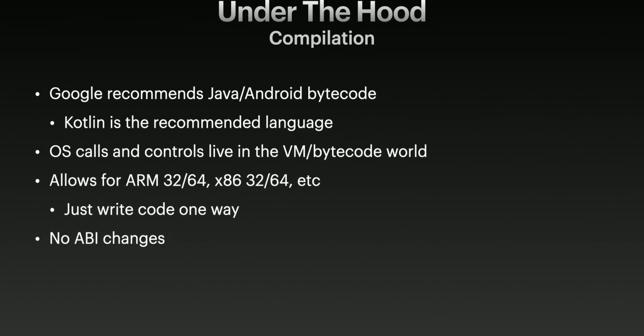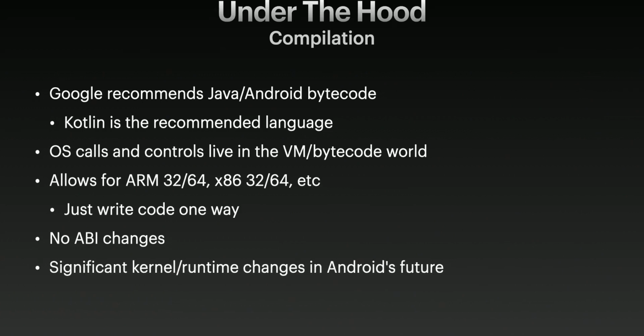So the other advantage, of course, and why this is recommended, is that there aren't ABI, which is application binary interface, changes to deal with in user code across the different architectures when you use this bytecode. And finally, there are likely significant kernel and runtime changes in Android's future.